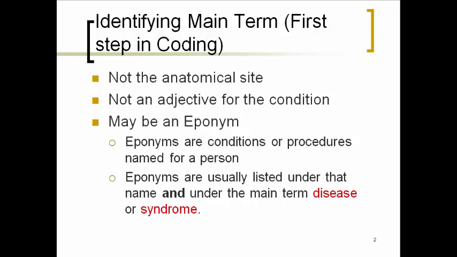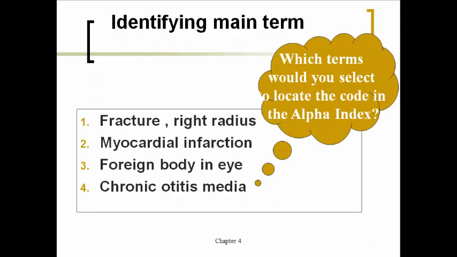Our very first step in looking up codes is identifying the main term. Here are your guidelines. It's not the anatomical site, or the adjective or further description for the condition. It could be an eponym, which is a condition named for a person, and these are listed under that name or under the main term disease or syndrome with a subterm of that name. Let's practice identifying the main term.